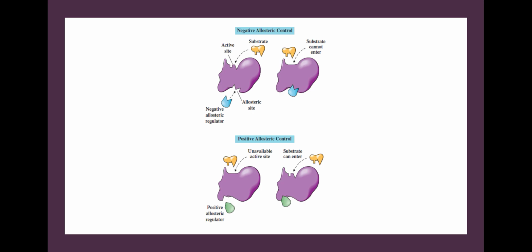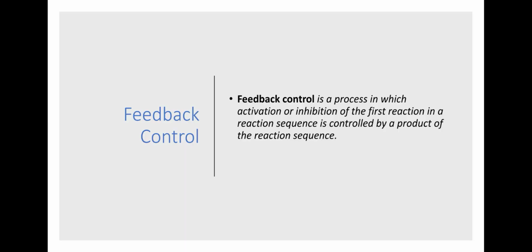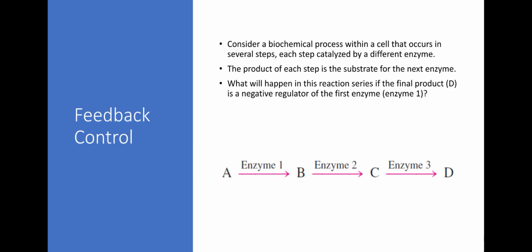Thus, a substrate now cannot enter the active site. While, for the positive regulator, the shape is changed so that a substrate can enter the active site. Let us now discuss feedback control. This is a process in which activation or inhibition of the first reaction in a reaction sequence is controlled by a product of the reaction sequence.